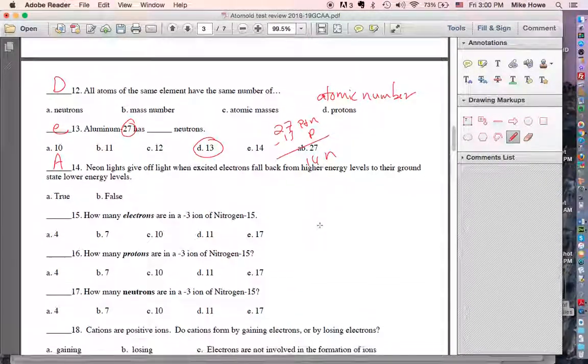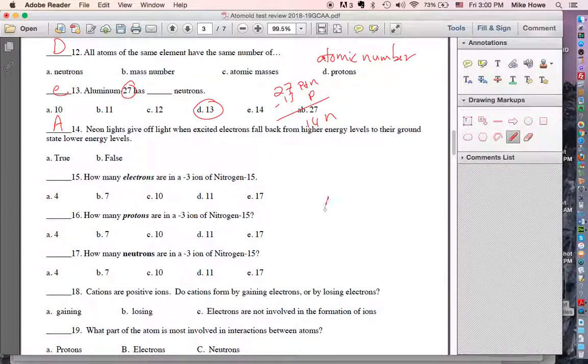Now, if this is nitrogen 15, I'm going to go ahead and draw this out. So this is nitrogen. It's got 7 protons. It says its mass is 15, and its charge is -3. All right, we've got protons, neutrons, and electrons. So the protons would be 7. The neutrons would be 15 minus 7, because this is protons and neutrons, the 15 is. And 7 protons, so it would be 8 neutrons.